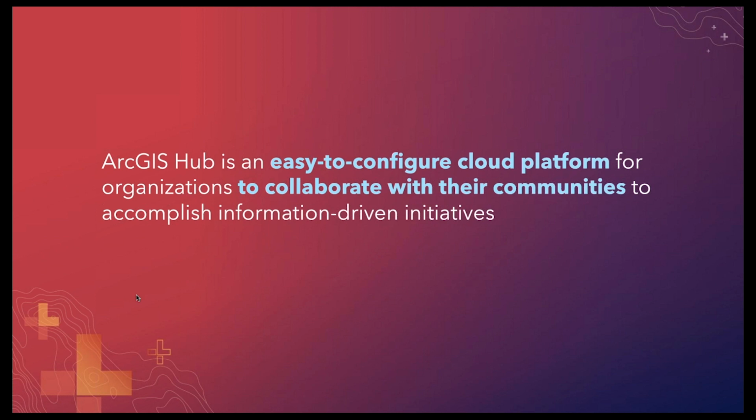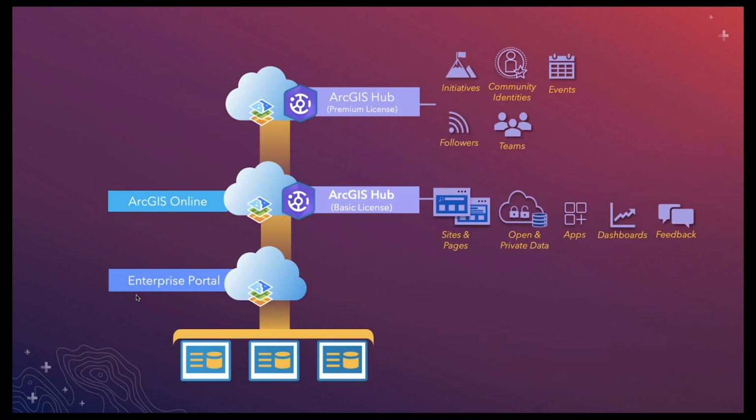Starting with ArcGIS Hub, it is accessed from ArcGIS Online. ArcGIS Online can use services and content from many places, including the Enterprise portal. But the application itself, ArcGIS Hub, is accessed from ArcGIS Online. There are two different licenses. There's the basic license, which allows you to create sites and pages, provide data in either open data or private data, showcase apps and build apps, use dashboards for tracking engagement with your content, as well as creating feedback surveys within the Hub.